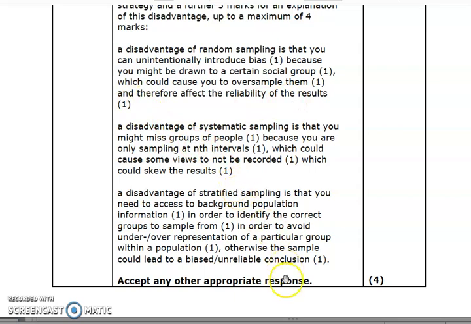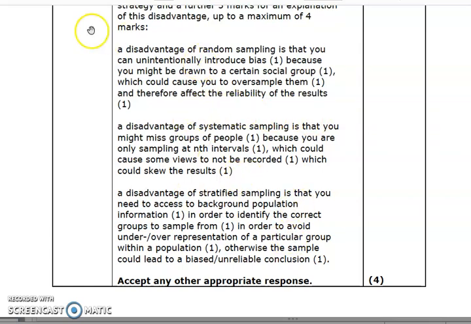If you notice at the end of this, it's always about leading to affecting the reliability of your results. So you've got the basic problem of that sampling technique, and you've got an impact on the reliability, and then you've got the reasons for that. Okay, so that's the way that this gets marked by point marking there. So have a look at your answer. How could you improve your answer?